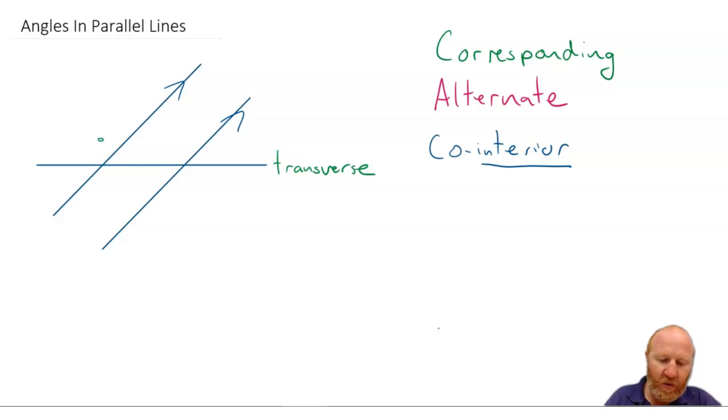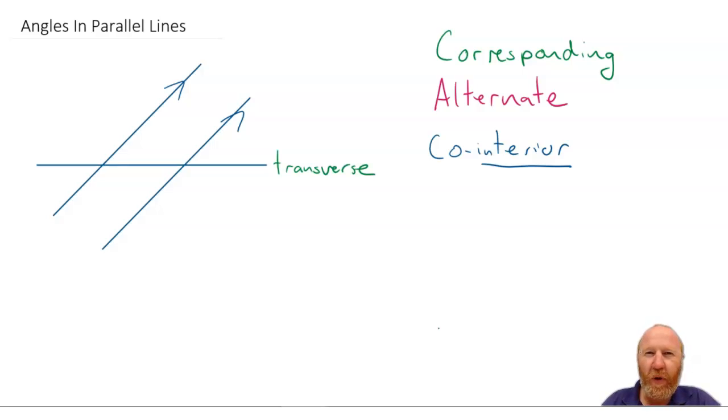The same is true for alternate angles. If I have an alternate angle here and an alternate angle here, if that was, for instance, 40 degrees, then we would know that this one was also 40 degrees. Co-interior angles are not quite the same, and we can see that they do not look the same, but they do add up to 180 degrees.